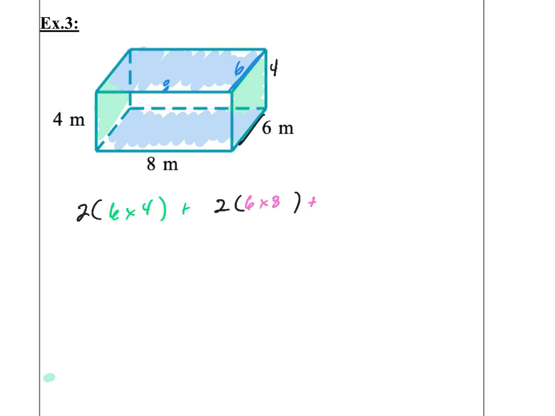Okay, so the last one I've got to look at is my faces. And I'm going to have the face here, and I have the back. So now that we have that, we look and we say the front and the back are going to be this. So they're 4 by 8. So we're going to have two 4 by 8s.